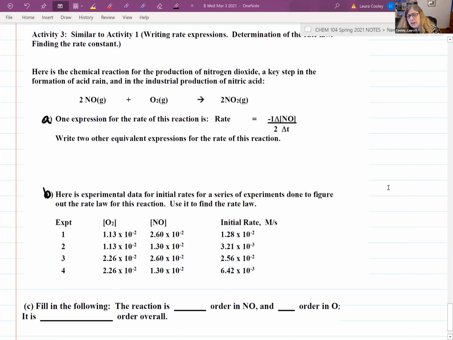Morgan, I have one comment though. It wouldn't be from trial 1 to 3 that you can conclude that. It would be from trial 4 to 3 that you could conclude that, because NO is constant in 1 to 3. Oh, okay.